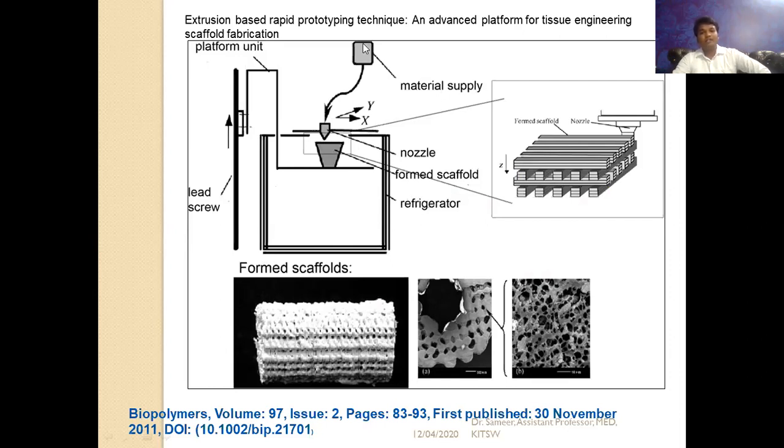Here we have the material supply. From the material supply, it goes into the nozzle. From the nozzle, the material is extruded in the geometrical shapes that are initially developed in the CAD system, from where it is converted to an STL file, and from the STL file, it is converted into the machine readable format, and the machine performs the fabrication process.